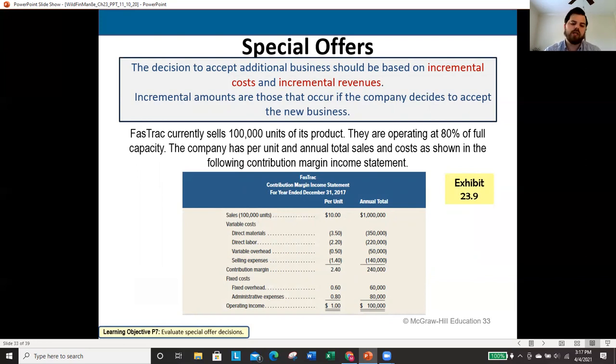And as usual, these incremental amounts are the amounts that will occur if the company decides to accept the new business. So in this case, Fast Track currently sells 100,000 units of its product. They're operating, notice, at 80% of full capacity. The company has per unit and annual total sales and costs as shown in the following contribution margin income statement. So I can see that on a per unit basis, I typically generate about $2.40 in contribution margin, coming down to $1 in operating income at the end. So about a 10% profit margin.